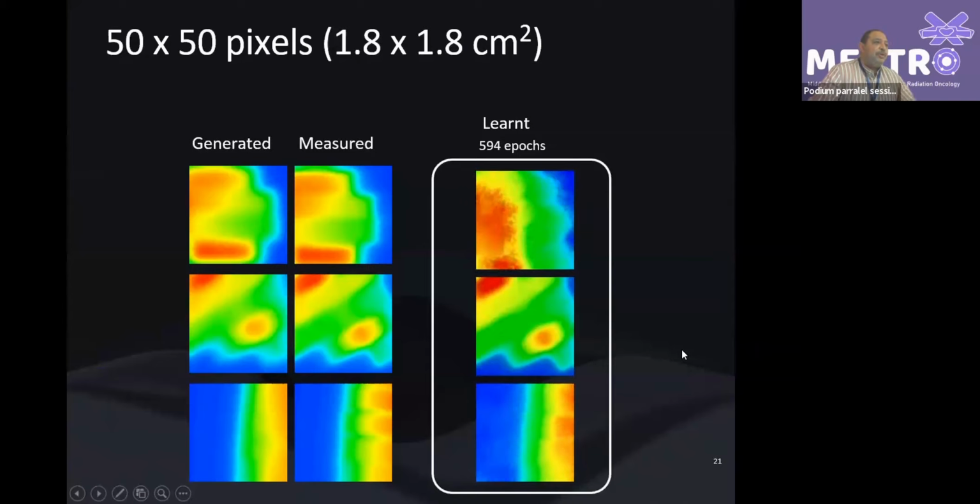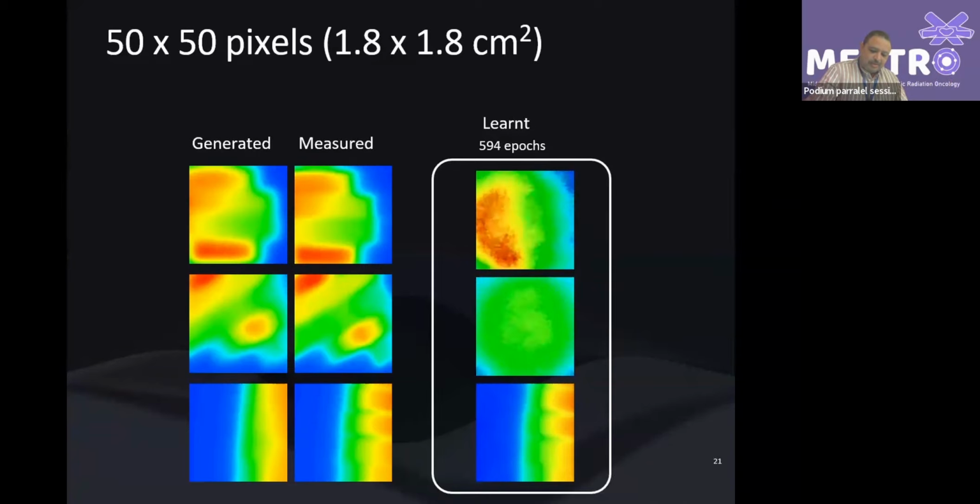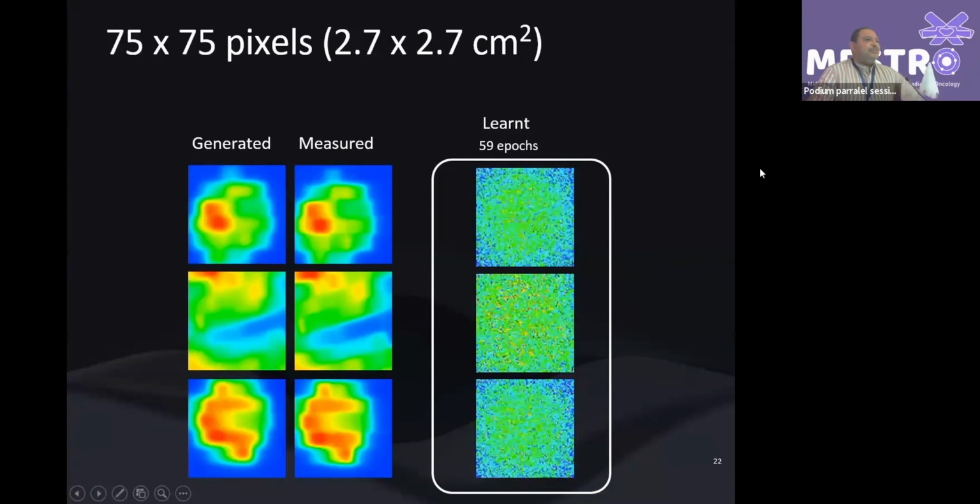Of course, I'm showing you the good ones. But believe it or not, to produce this, it needed 6 or 7 days. And we're talking about 50 by 50 pixels. That's an area of less than 2 centimeters. And we got excited. Okay, let's go for 75 by 75 pixels.